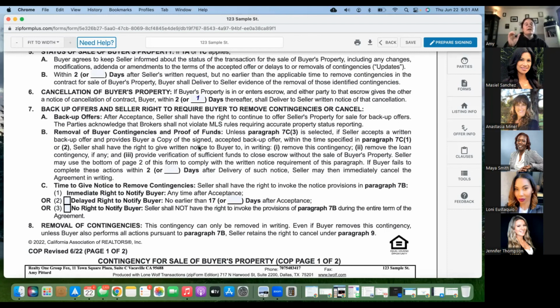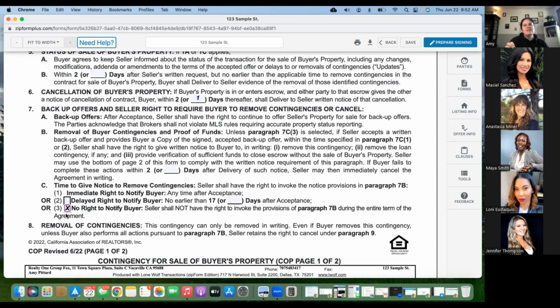That's the default. The second option is delayed right to notify buyer. This is what we see most often, no earlier than 17 days after acceptance. The reason we see this is oftentimes if the buyers have asked for 17 days to enter their property into contract, they oftentimes will then also ask for a delayed right of no earlier than 17 days after acceptance to be notified of a backup offer. So that usually coincides. The third one, which is what I usually submit with my offers, unless it's a super competitive offer situation, is no right to notify buyer.